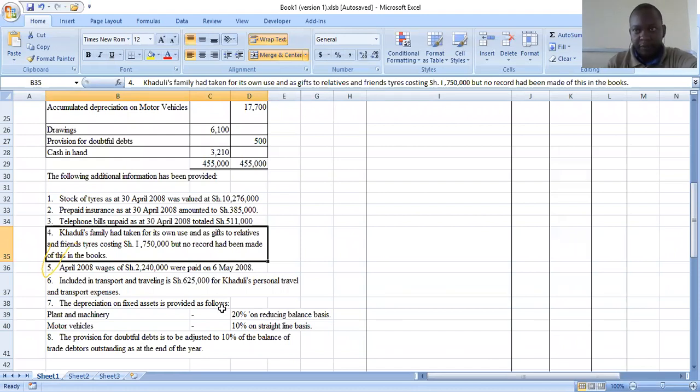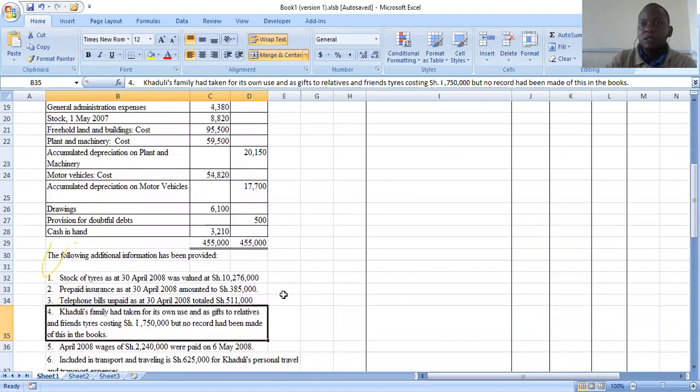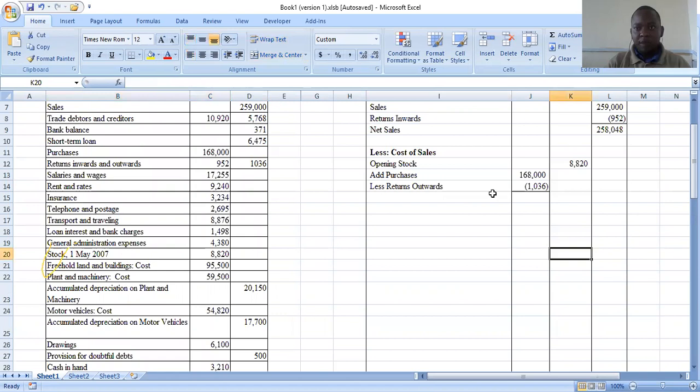Sawa. Tuko pamoja? Yes. Tuko pamoja kila mtu ama swali bado iko?